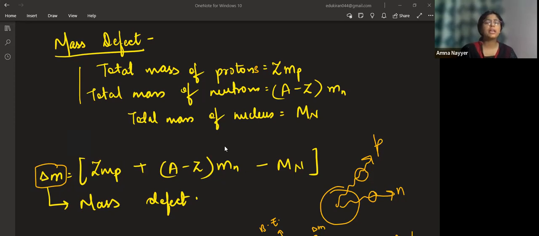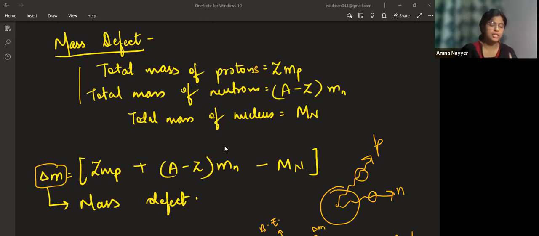Fine. Coming here. Total number of neutrons is A minus Z. This is how we calculated it: we have subtracted the atomic number from the mass number. That gave us the number of neutrons present. So if a single neutron has mass Mn, then A minus Z neutrons will give you the mass A minus Z into Mn. So this is ZMP plus A minus Z into Mn, minus M, where M is the entire mass of the nucleus. So this formula you have to remember.